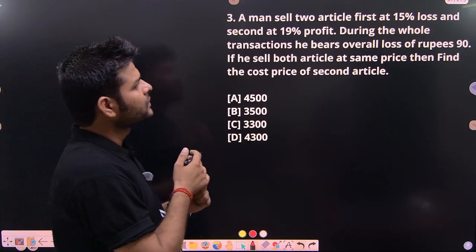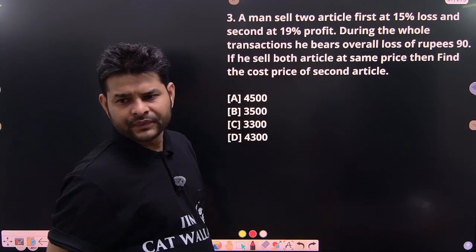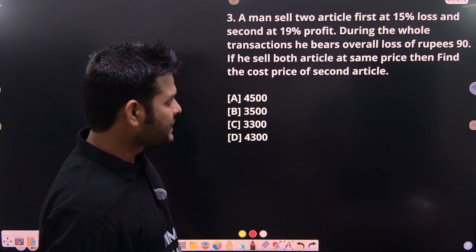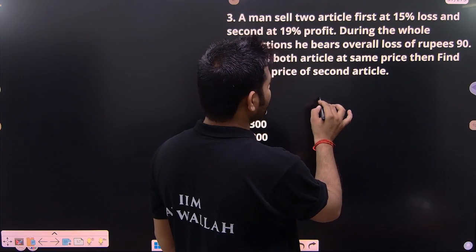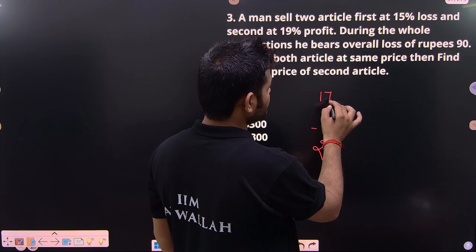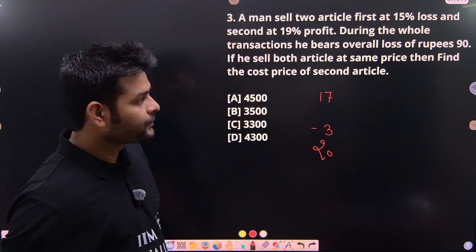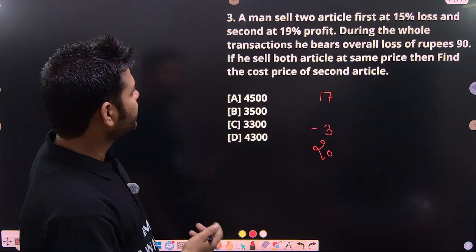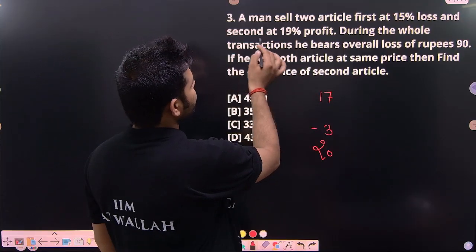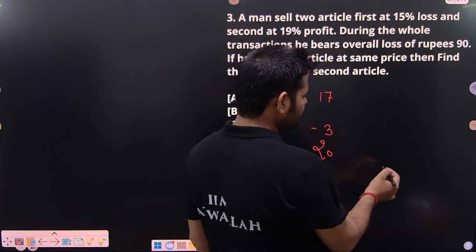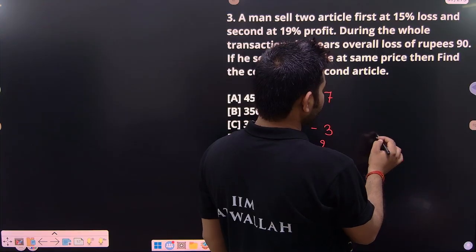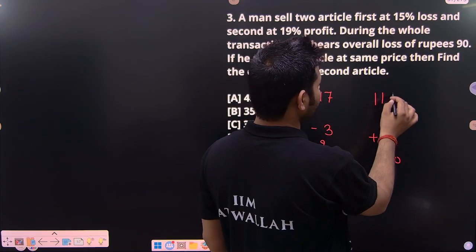Definitely, it can be solved directly. 15% means what? 3 by 20. So basically, if CP is 20, 3 is loss, so SP would be 17. So SP would be 17 in the first case, and the second is at 19% profit. 19% cannot be calculated easily, so you can directly take CP as 100. 19 would be profit, so the selling price would be 119.